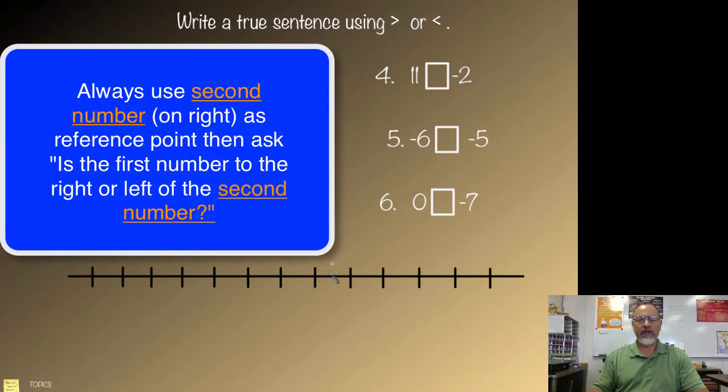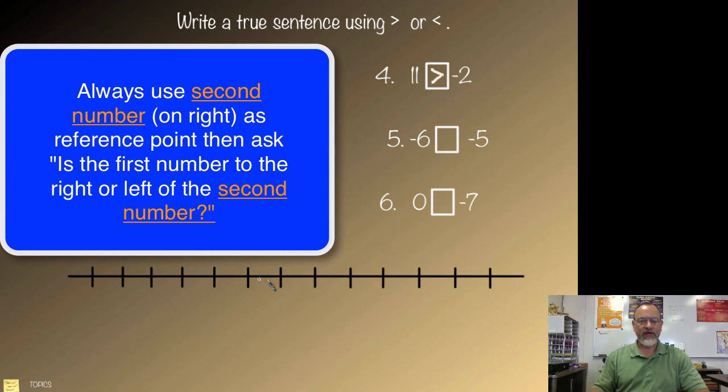So at number 4, we have 11 and -2. So if this is 0, somewhere up here is 11, and then somewhere down here is -2. Now, is 11 greater than or less than -2? So if I'm at -2, is 11 to the right or to the left? It's right of that, so -2 is the lesser one, so it points this way, and we would read this, 11 is greater than -2. Alright, quickly then these last two, -6 and -5.